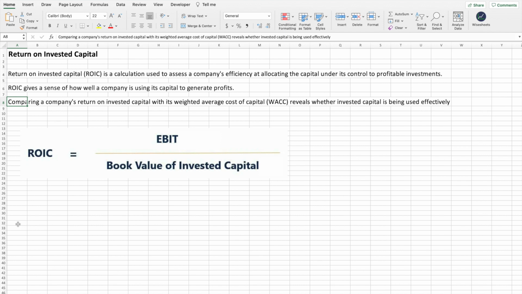So if the ROIC is higher than the weighted average cost of capital, this tells you a lot about whether the company is doing well or not. Because if it is, it means that the company is generating more money than the cost it has to raise capital. The formula for the return on invested capital is very simple. All you have to do is take the EBIT and then divide it by the book value of invested capital.